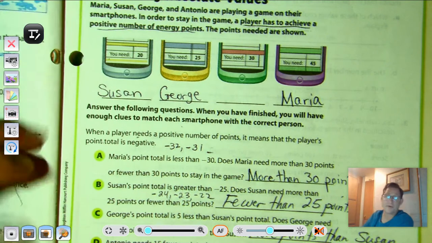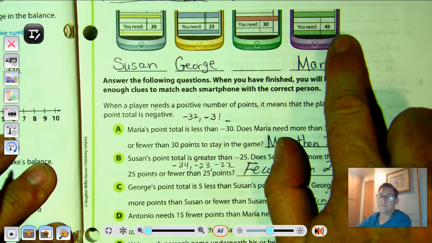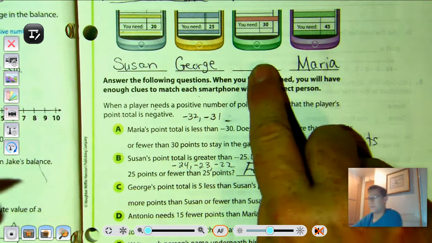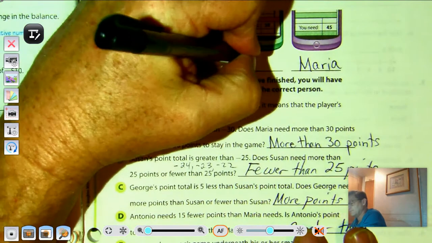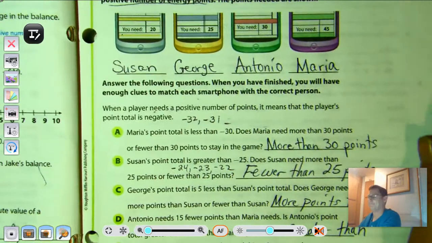And it says Antonio needs 15 fewer points. Well, what's 15 less than 45? 30. So Antonio goes here. Right?